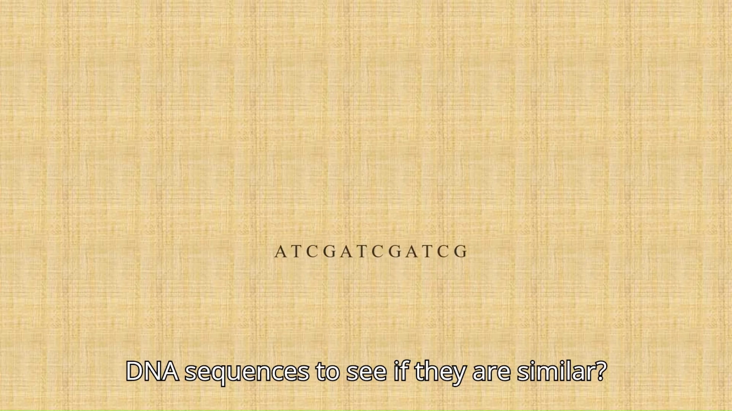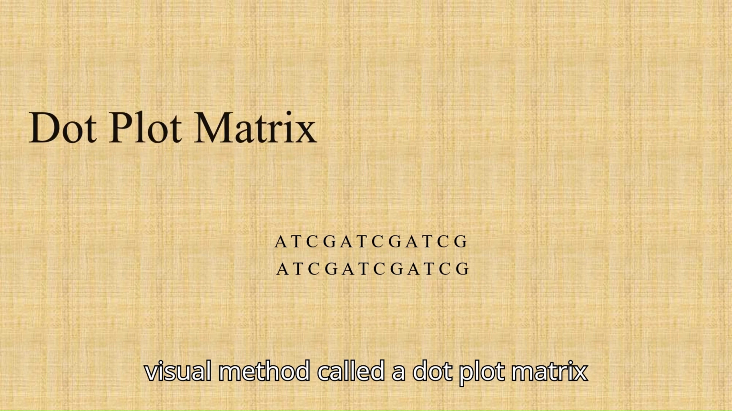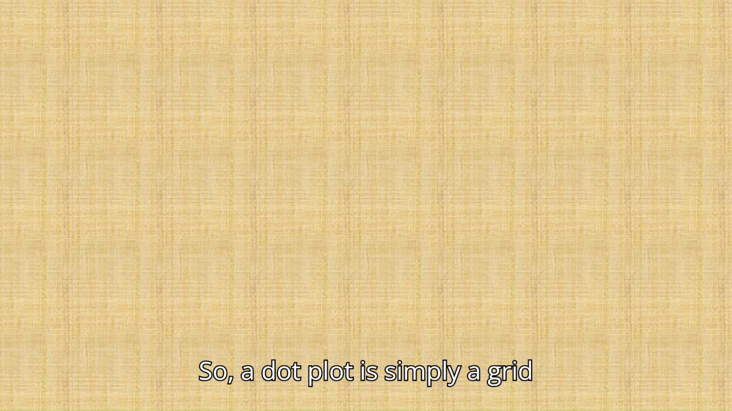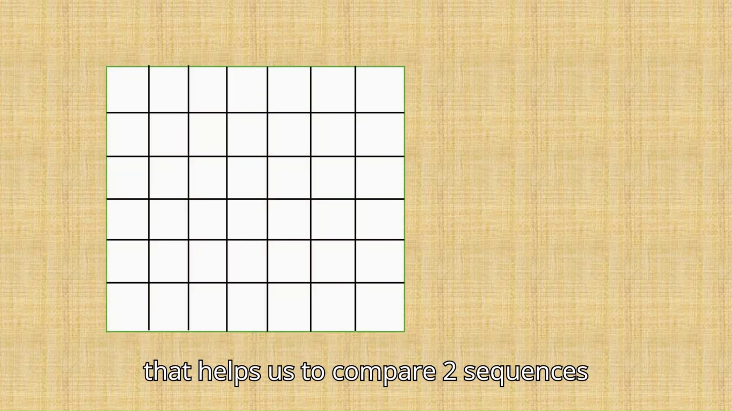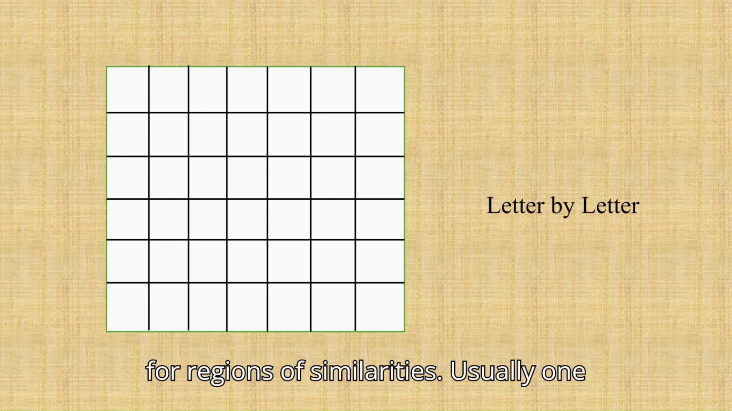Have you ever wondered how we compare two DNA sequences to see if they are similar? In this video, I'll show you a simple visual method called a dot plot matrix that makes sequence comparison easy to understand. So, a dot plot is simply a grid that helps us to compare two sequences letter by letter, which allows us to look for regions of similarities.